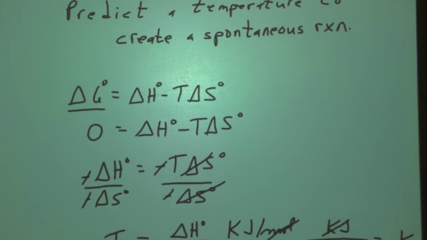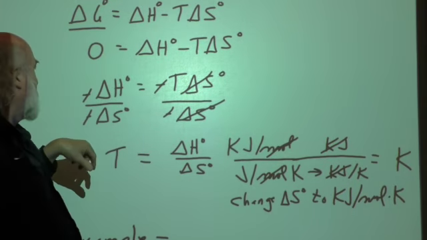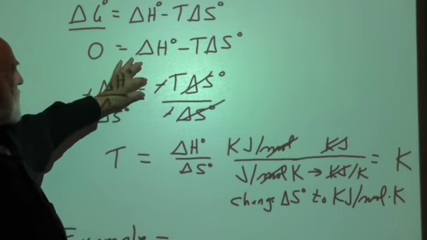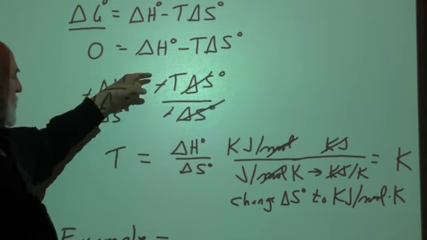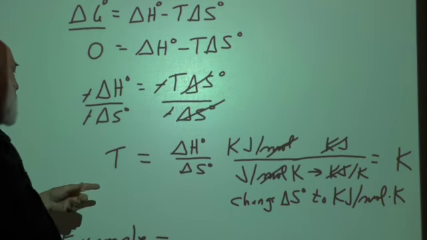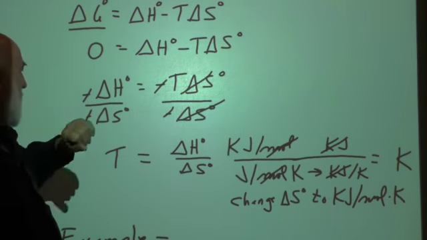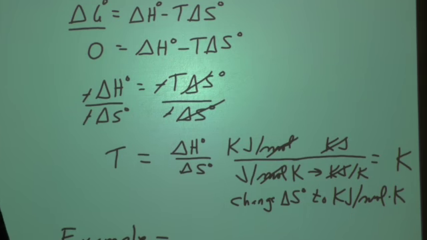So this is what we have here. First thing I'm going to do is isolate the negative T delta S. So I'm going to add a negative delta H to both sides, which gives negative delta H with negative T delta S. And then to get the T by itself, I have to get rid of the negative and the delta S. So divide both sides by negative delta S, the negatives cancel out. And that gives us T is equal to delta H over delta S.